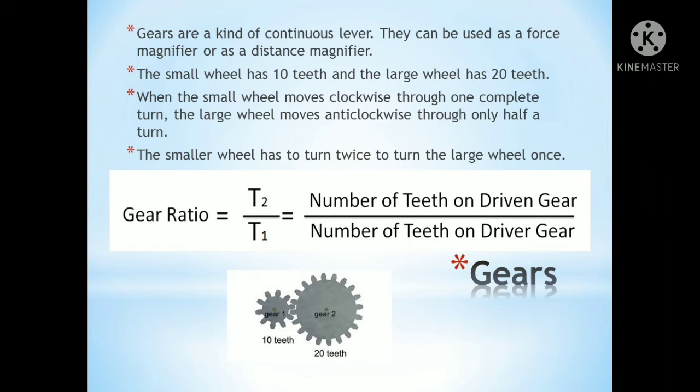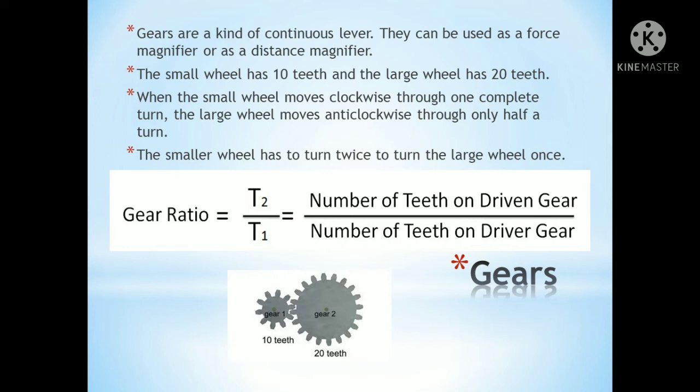A small wheel has 10 teeth and a large wheel has 20 teeth. Can you see that two wheels are there? Gear 1 has 10 teeth, gear 2 has 20 teeth. When the small wheel moves clockwise through one complete turn, the large wheel will move anti-clockwise because the teeth will push, isn't it? The smaller wheel has to turn twice to turn the large wheel once.